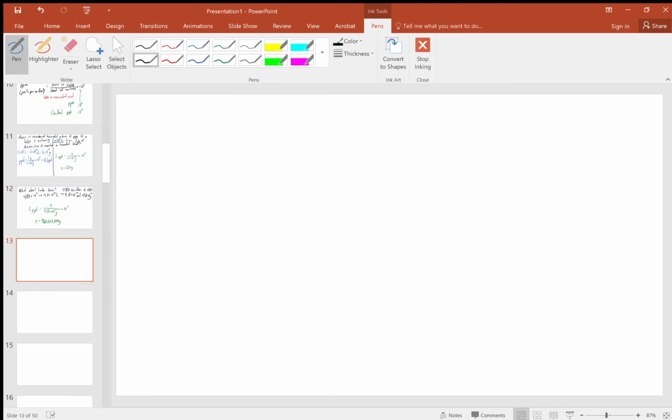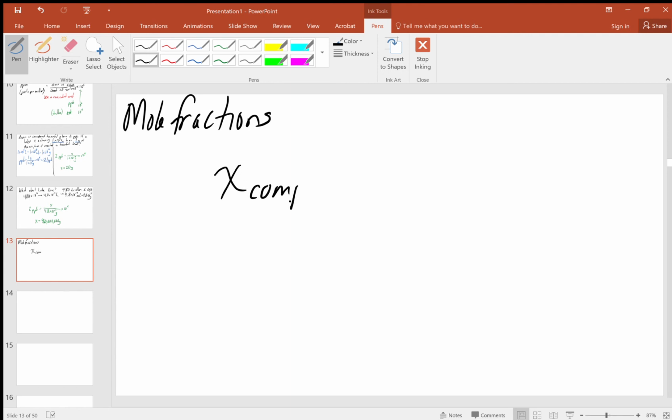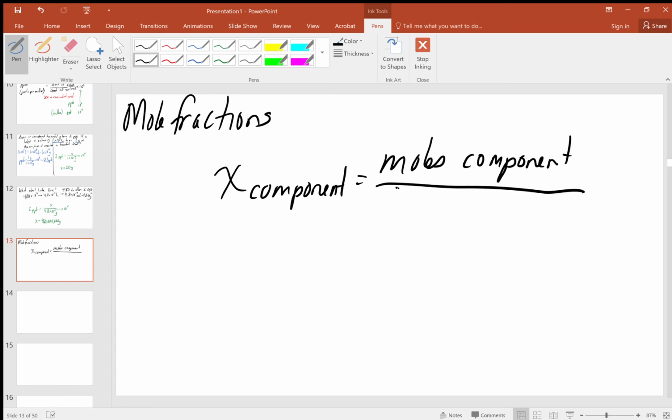All right, our third method of calculating concentration is known as mole fractions. And so the mole fraction of any component is just equal to the moles of that component over the total number of moles.